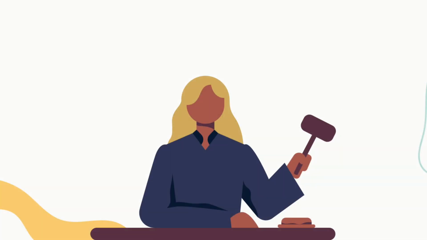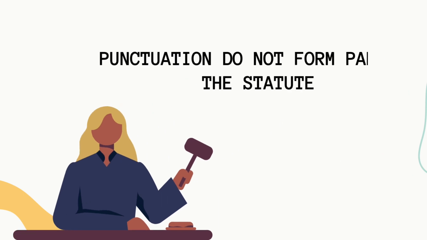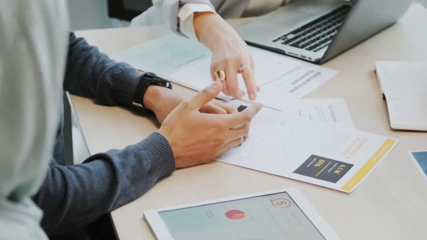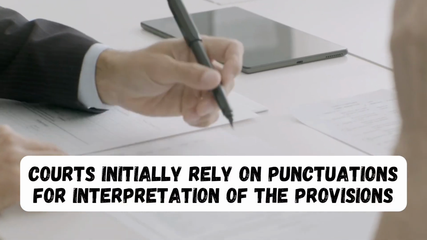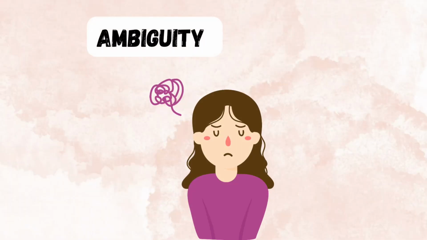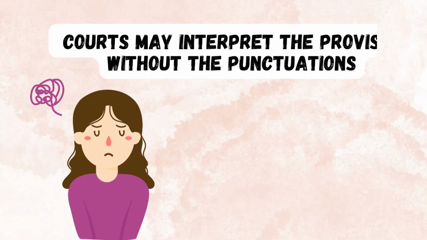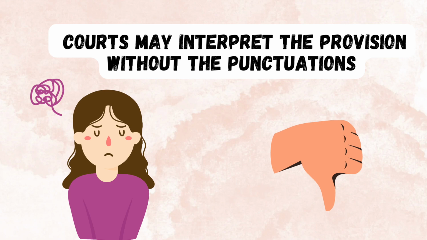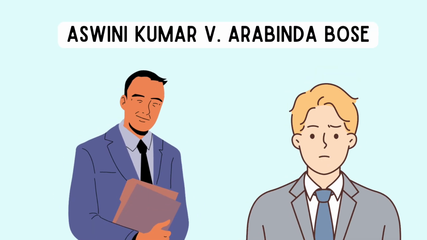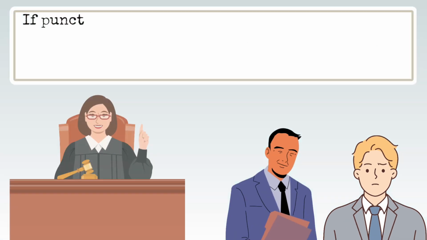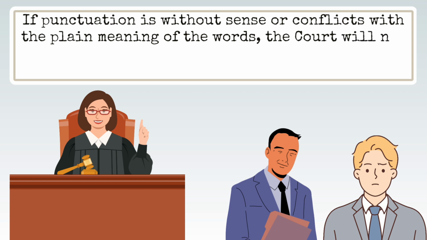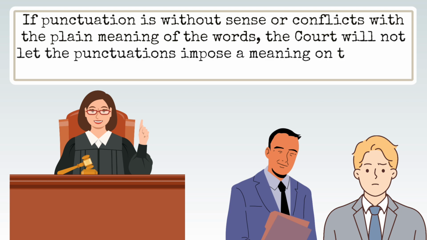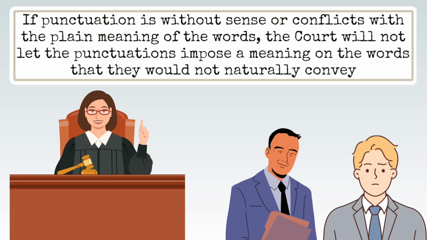Punctuations. The earlier view of the judges was that punctuation does not form part of the statute. However, modern statutes include punctuations, and courts initially rely on punctuations for interpretation of the provisions. But in cases of ambiguity, courts may interpret the provision without relying on the punctuation. In the case of Ashwini Kumar versus Arabinda Bose, the Supreme Court held that if the punctuation is without sense or conflicts with the plain meaning of the words, the court will not let the punctuations impose a meaning on the words that they would not naturally convey.